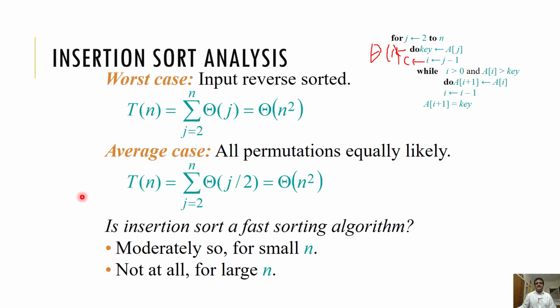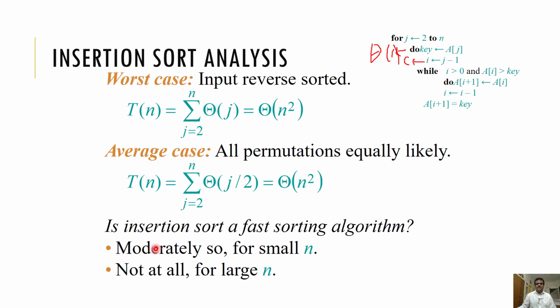And what is the best case? The best case is if the input is already sorted. In that case, what is the time complexity? It will be a summation over j equal to 2 to n, and we are just comparing once. So, theta of 1 each, so it is order of n. So, insertion sort best case time complexity is order of n.